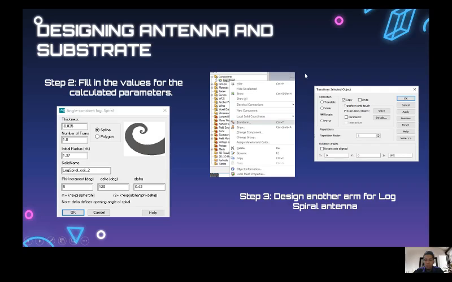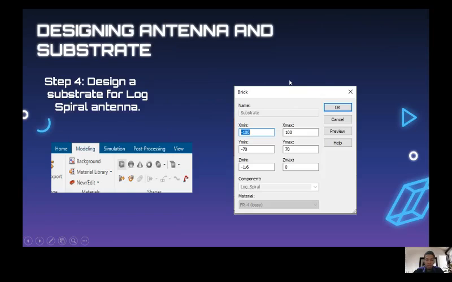So the log spiral is basically a dipole antenna which has two arms. Firstly I've done the first arm, then the second arm I just duplicated from the first arm. Step 4. Design a substrate for the log spiral antenna. So the substrate is needed for the antenna in CST. I just pick the square box here and fill in the parameters on the grid.